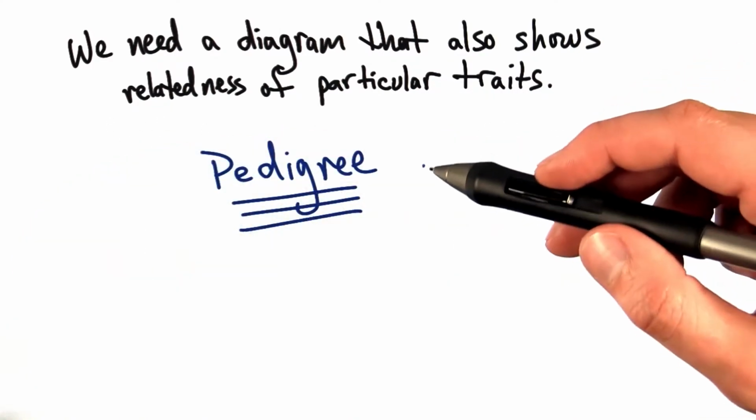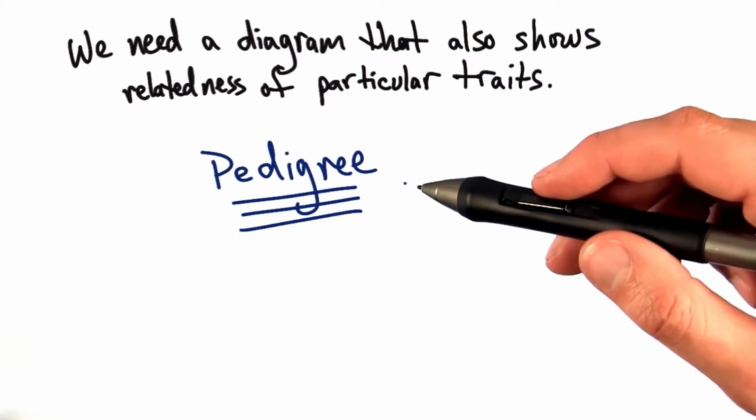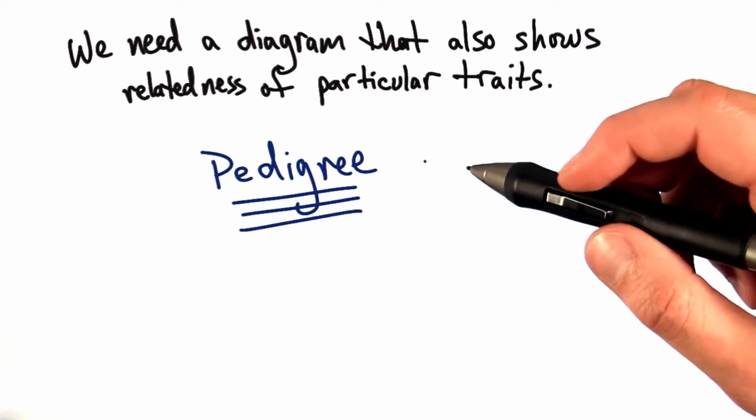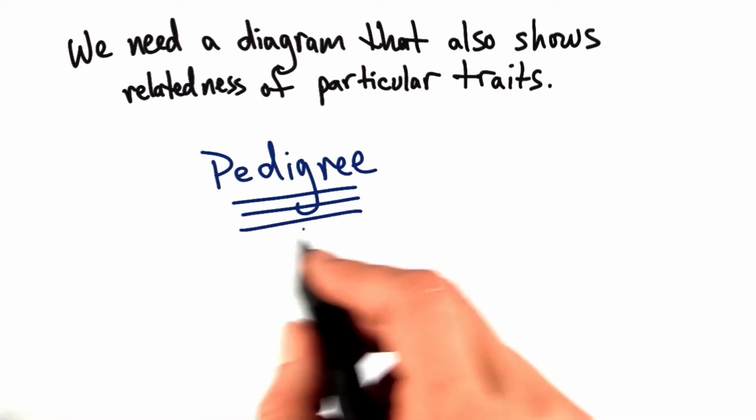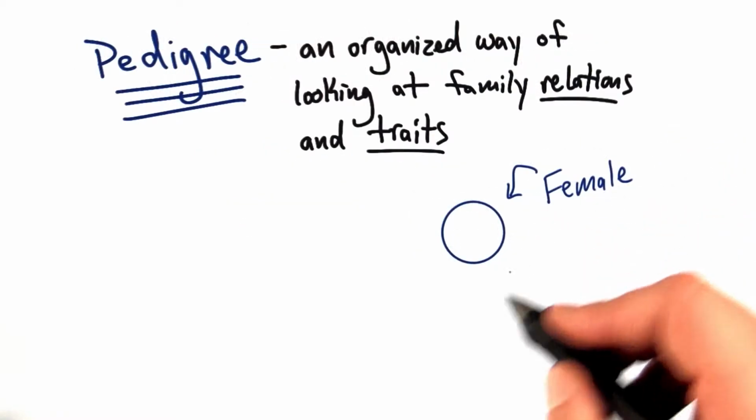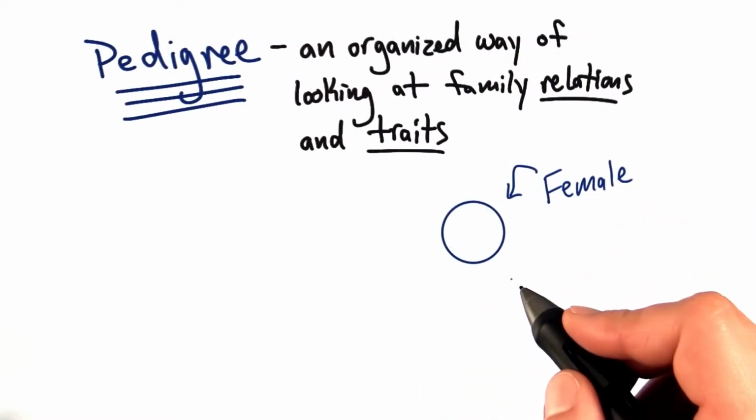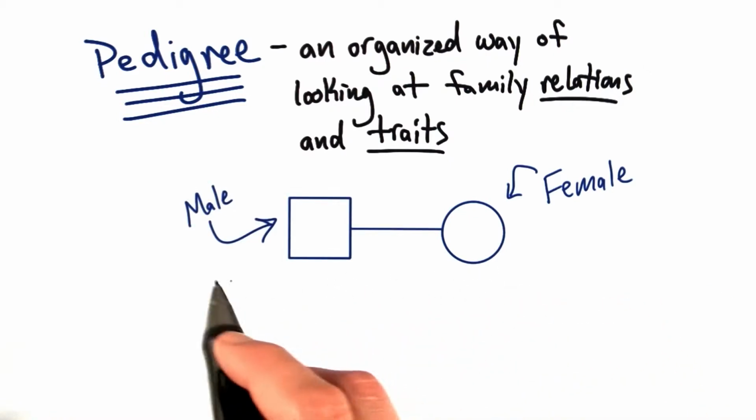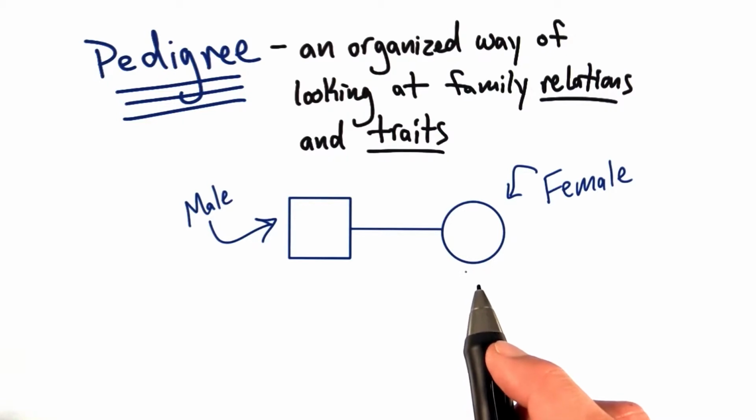Now, to combine this sort of family tree with the information about traits that we're interested in understanding, we're going to use a very special kind of diagram called a pedigree. Pedigrees are just an organized way of looking at family relations and traits. Females are symbolized with a simple circle, and males with a square. A single line drawn between a male and female does not indicate marriage. I repeat, does not indicate marriage.